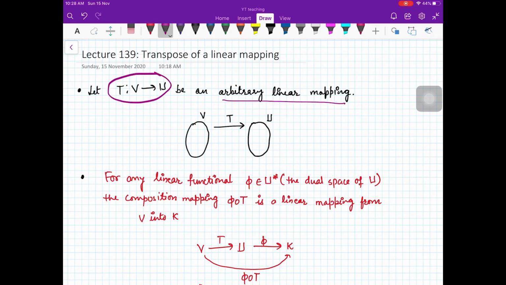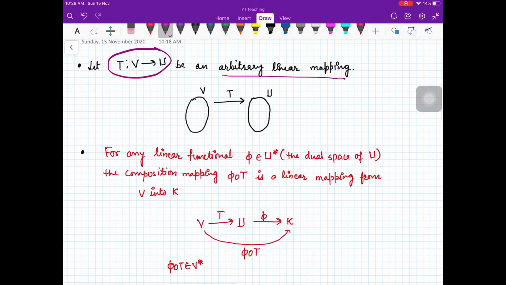So let T from V to U be an arbitrary linear mapping. T is a mapping from V to U. V and U both are vector spaces. Then what you can do is you can go to U star. U star is your dual space to U, so it contains linear mappings from U to K.